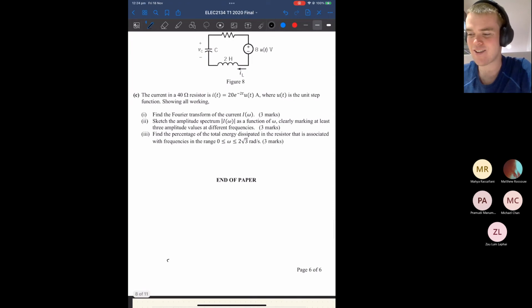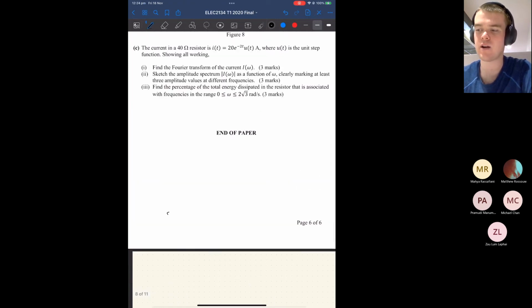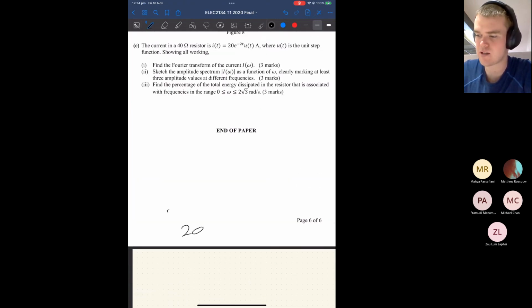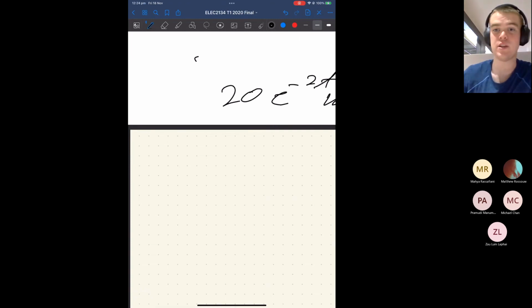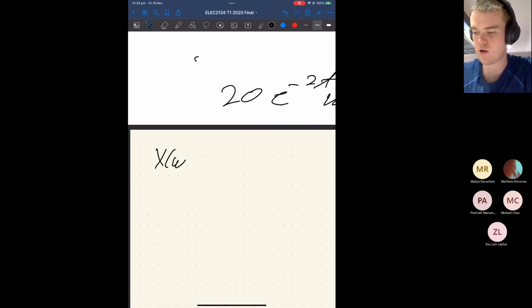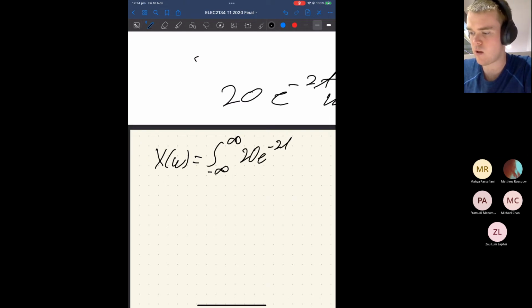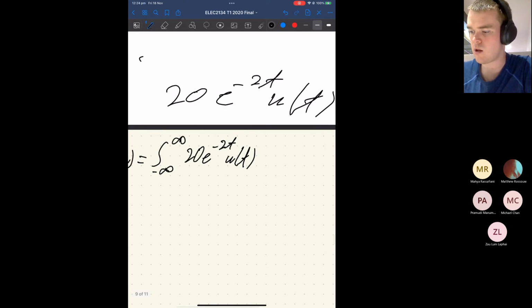All right. So the current in a 40 ohm resistance is this, where u of t is step function, showing we're working, find the Fourier transform of the current I omega of t. Now, it's probably been quite a while since people have looked at the Fourier transform of a signal. Now, luckily, it is at the start in the formula section. Essentially, we're looking at x of w is equal to the negative to positive of 20 e to the minus 2t u of t e to the minus j omega t dt.